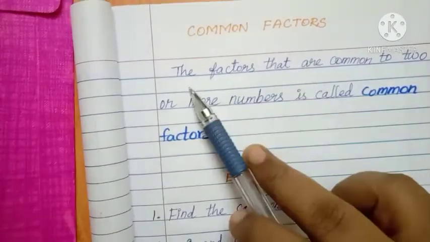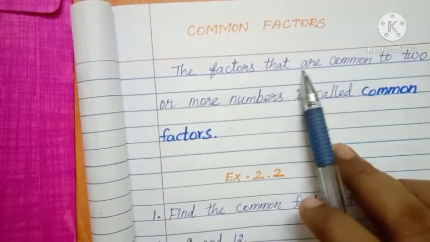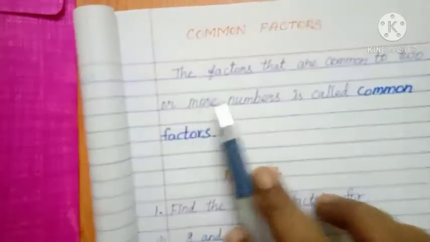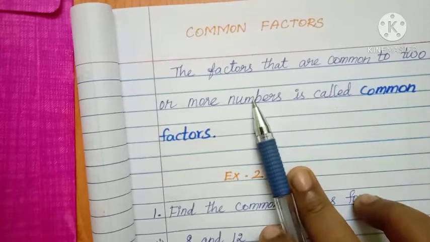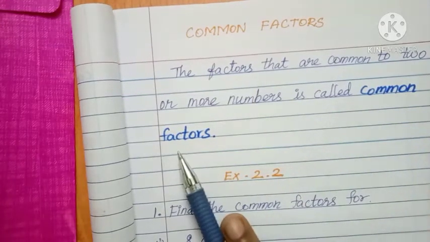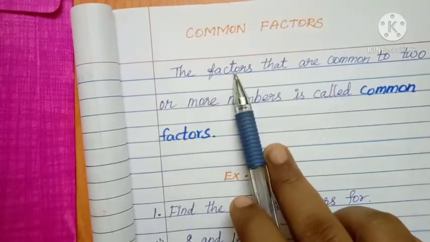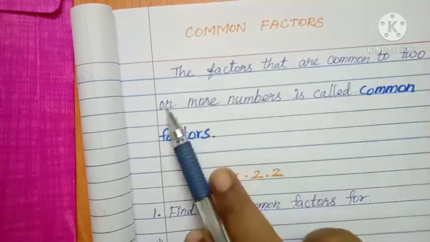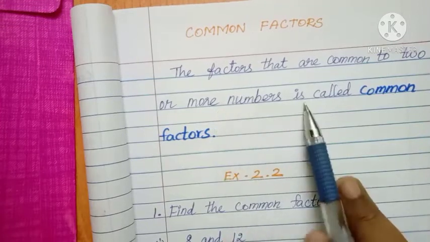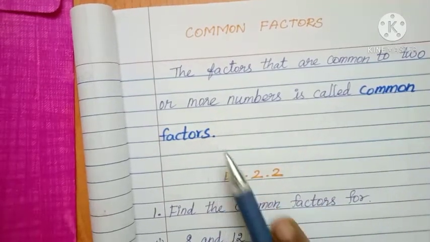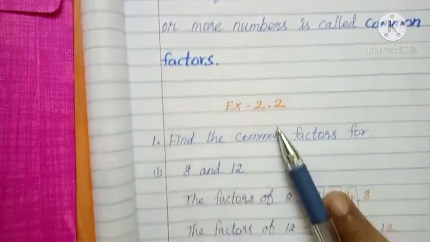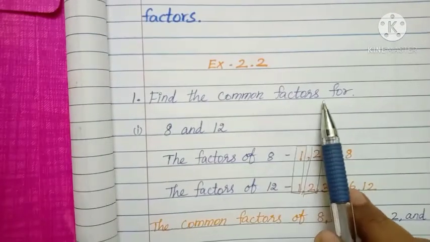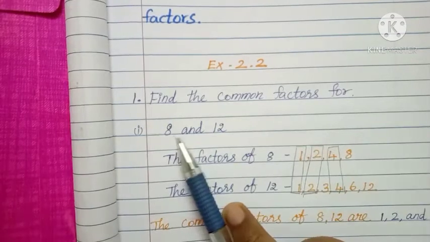Common factors. The factors that are common to two or more numbers are called common factors. This is exercise number 2.2. First sum. Find the common factors for the numbers 8 and 12.